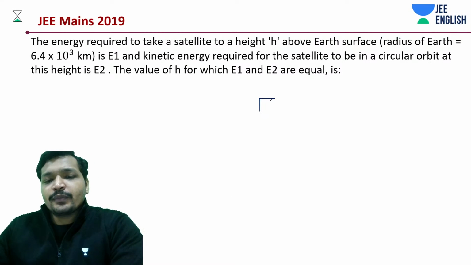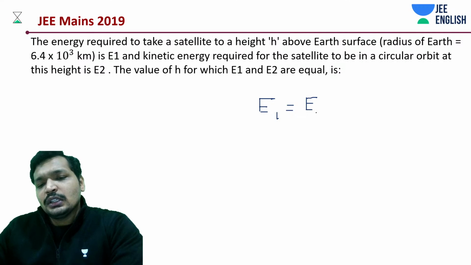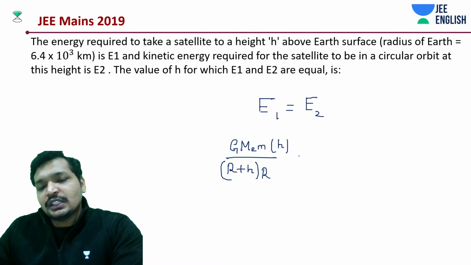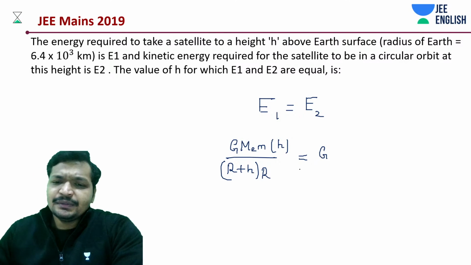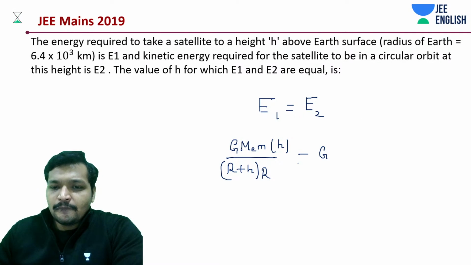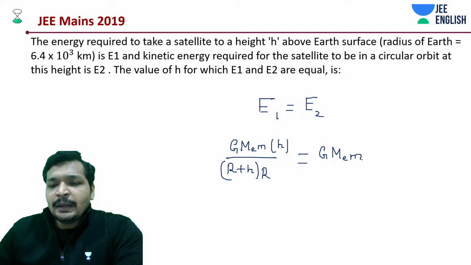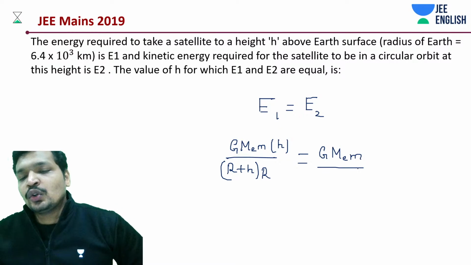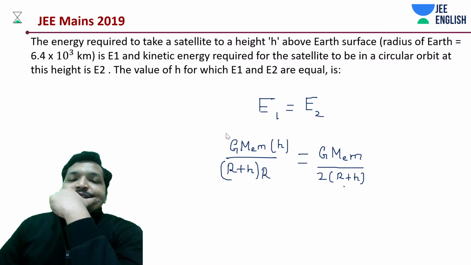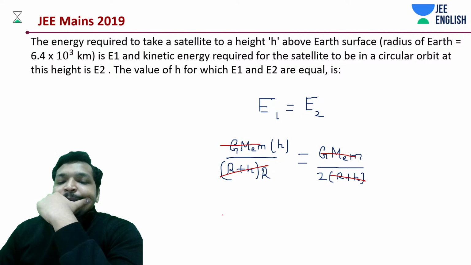So let's do that. E1 is equal to E2. How much do you have? G M_E M divided by R plus H into R into H is equal to G M_E M divided by 2 into R plus H. There is just this calculation that we need to quickly get over. R plus H, R plus H cancel, and what do we have? H is equal to R by 2.